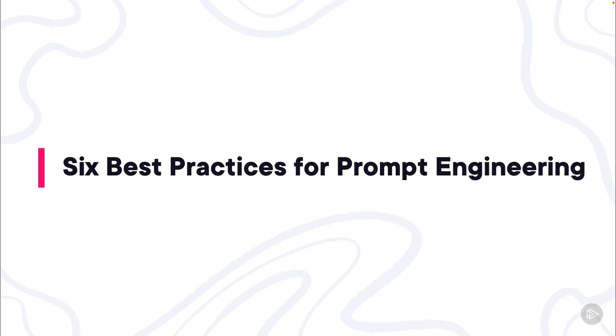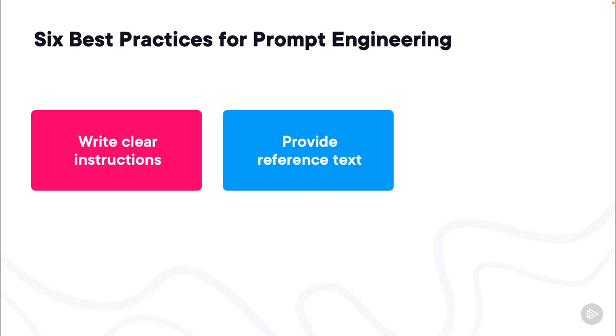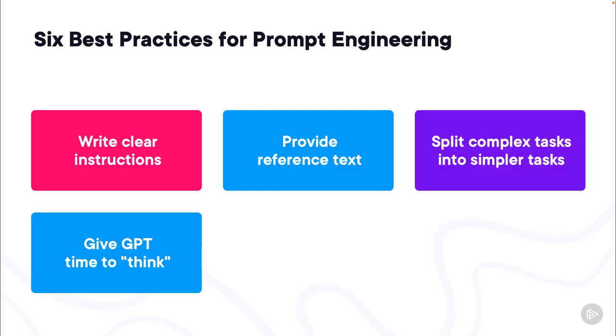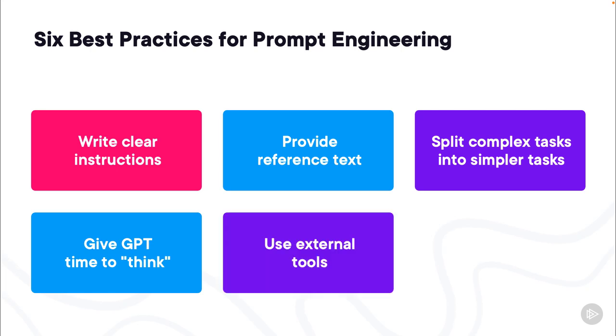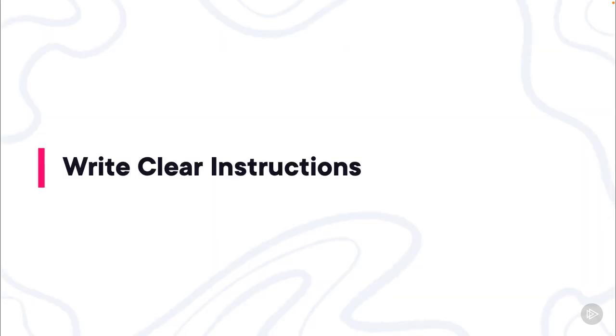Let me show you a few demos and expand on 6 best practices for prompt engineering. What I'll show you and talk about will cover writing clear instructions, providing reference text, splitting complex tasks into simpler tasks, giving GPT time to think, using external tools, and testing changes systematically. Let's start with writing clear instructions.